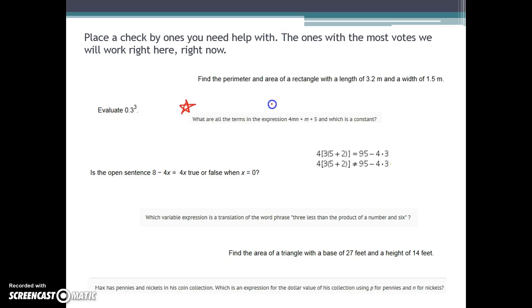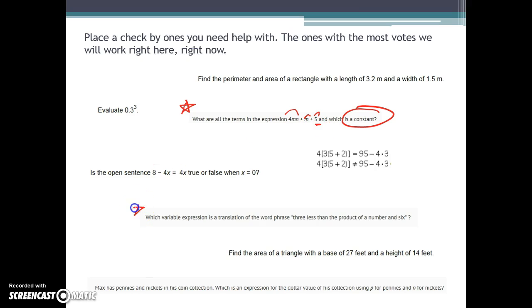We'll start with this one right here. What are all the terms in the expression 4mn plus m plus 5? There are three terms, everything separated by a plus or a minus. There we go. Those are our three terms. One of them, 5, is a special term because it is only a number, no variables. It is a constant. So three terms, one of them is a constant.